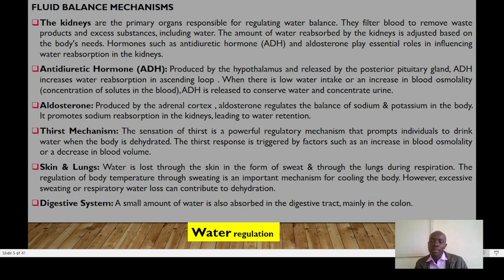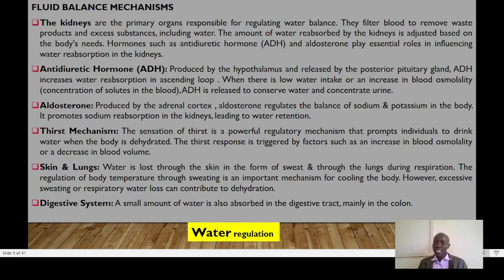Remember, the thirst mechanism is significantly reduced in the elderly population, and that's why they are normally at risk of suffering from dehydration. So you have to keep on reminding the elderly that they have to take some fluids for them to maintain the normal homeostasis of the body.